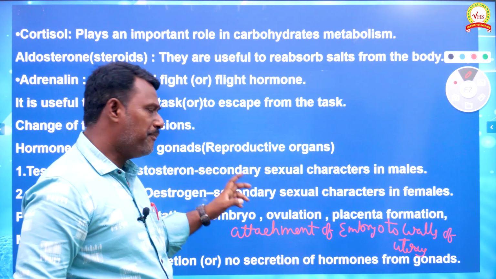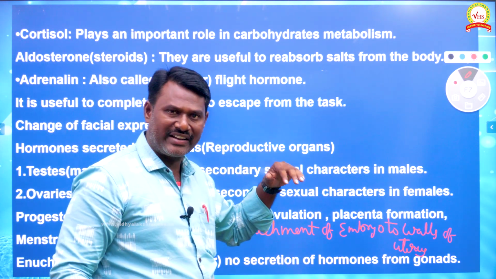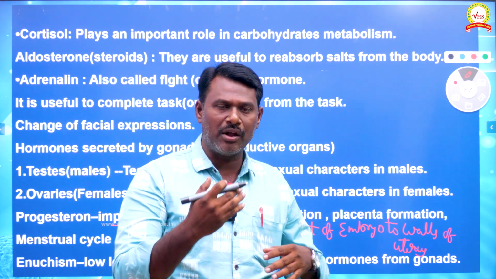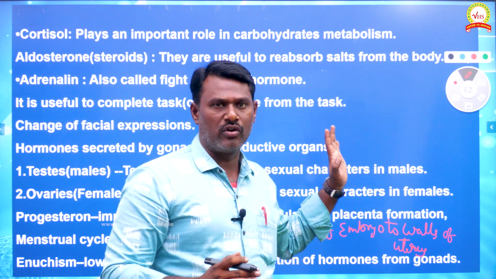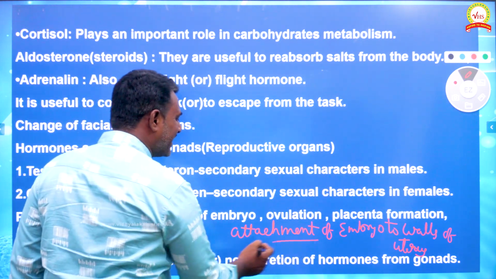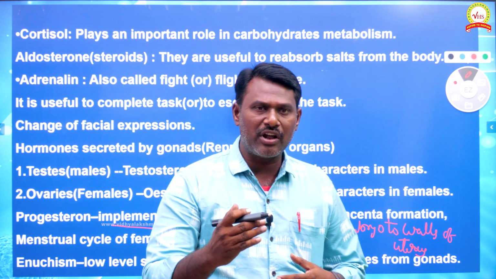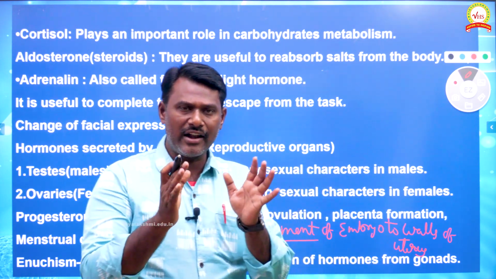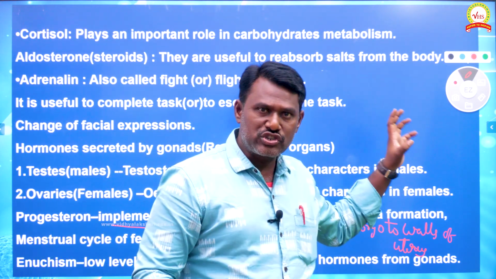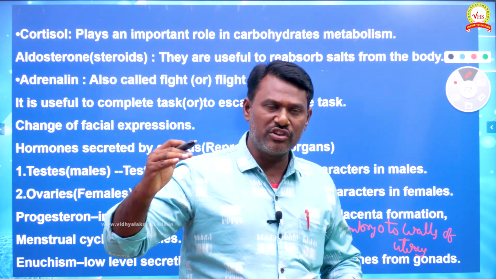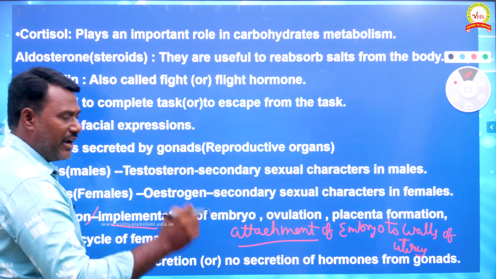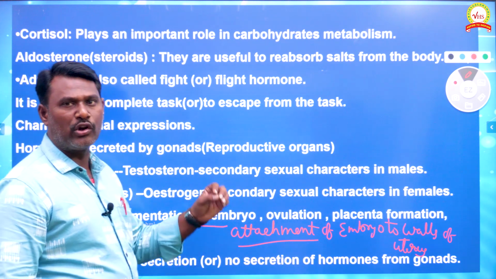Estrogen is useful to develop secondary sexual characters in females, that is, before fertilization. Whatever changes we observe in females before fertilization are because of estrogen hormone. Progesterone is useful for the implantation process, the attachment of embryo to the walls of the uterus, which is done after fertilization. So estrogen is useful in pre-fertilization changes, and progesterone is useful post-fertilization. That is the variation.